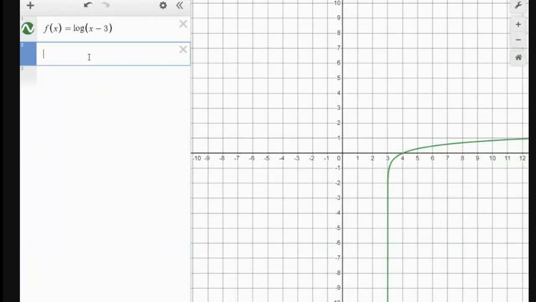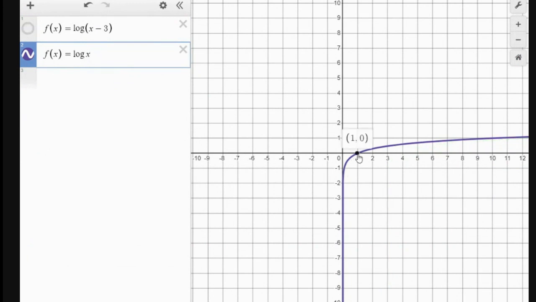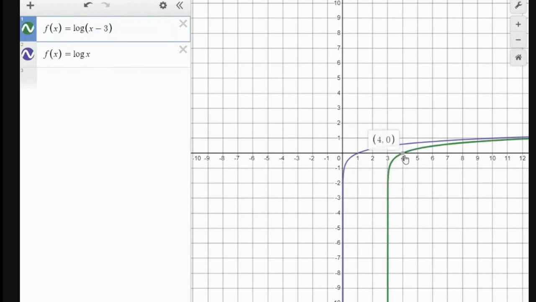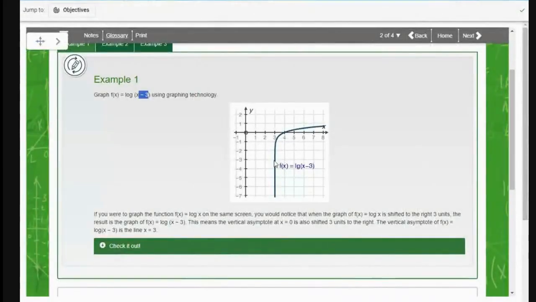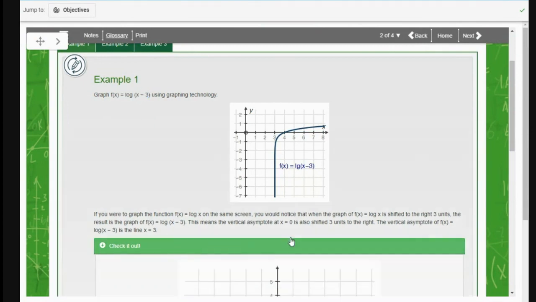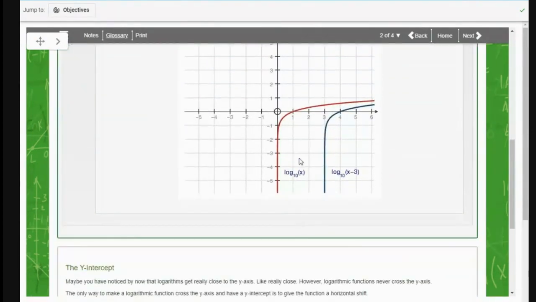If we just did log of x, there's the normal equation. It's going to cross through 1, 0 and never touch the y-axis. But if we do minus 3, that's a shift, right? That's a minus h. It moves it over to the right. So the vertical asymptote becomes x equals 3 instead of equals 0 because of that minus 3. See, then they show both of them there.